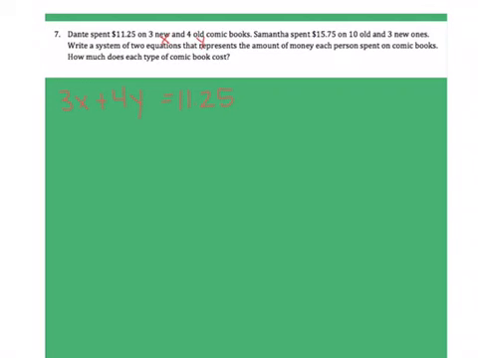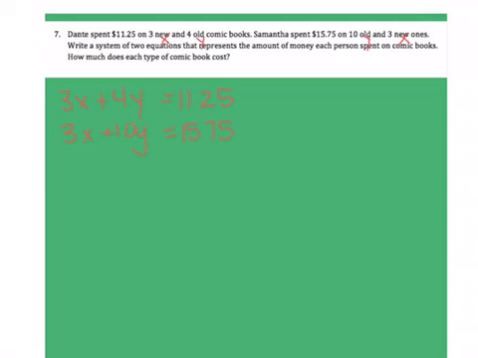Well, she spent $15.75. And she spent that on 10 old and 3 new. So be careful when you're reading this, because remember I said old is Y and new is X. So I still have a 3X plus a 10Y. So now we can solve this by elimination.